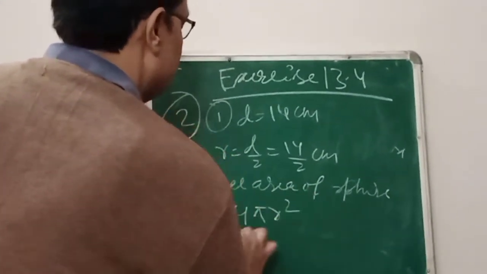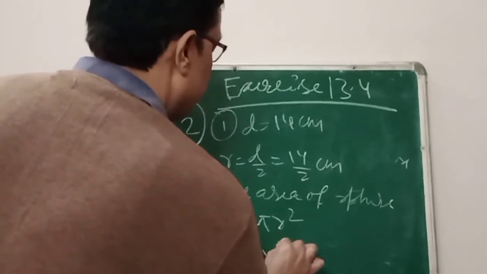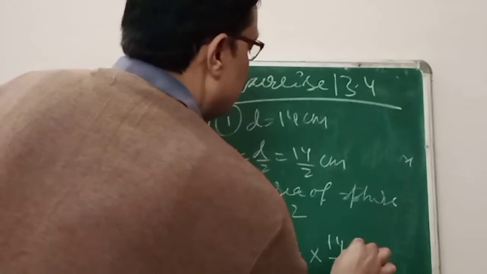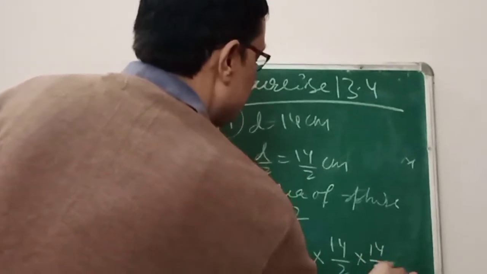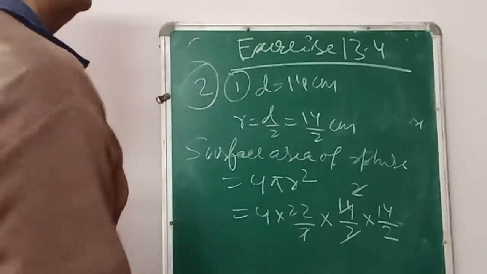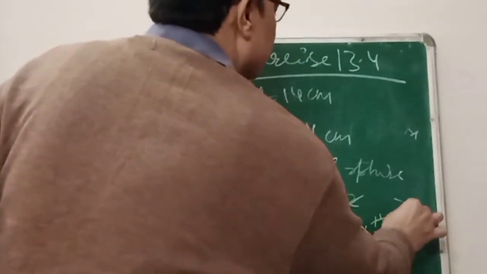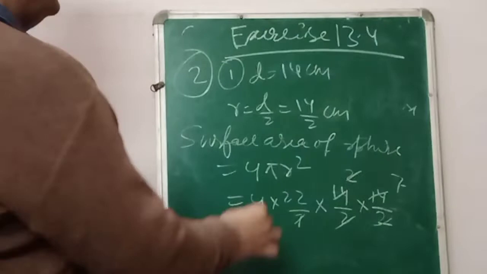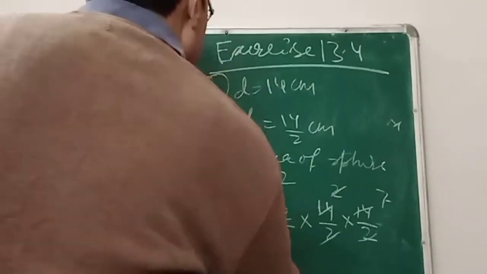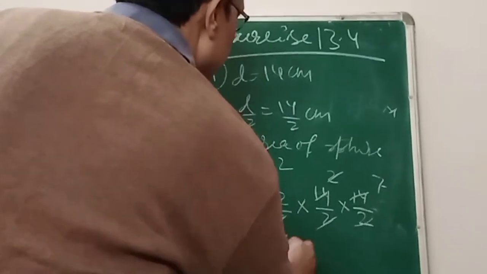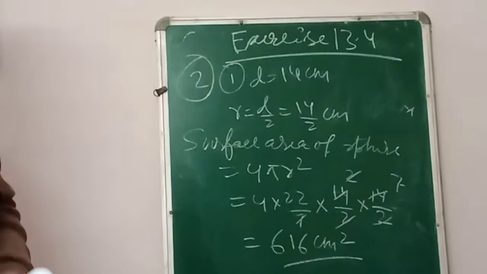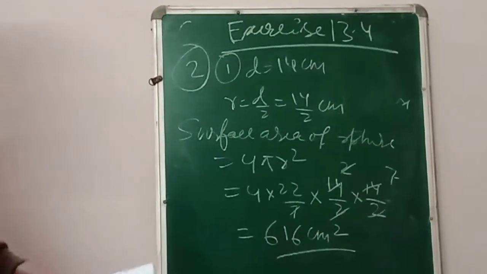Now putting the values: 4 into 22 upon 7 into R, 14 by 2 into 14 by 2. 7 2 ja 2, 2 cancels. 2 7. So this is 88 into 7 and we get 616 centimeter square. The area would be 616 centimeter square.